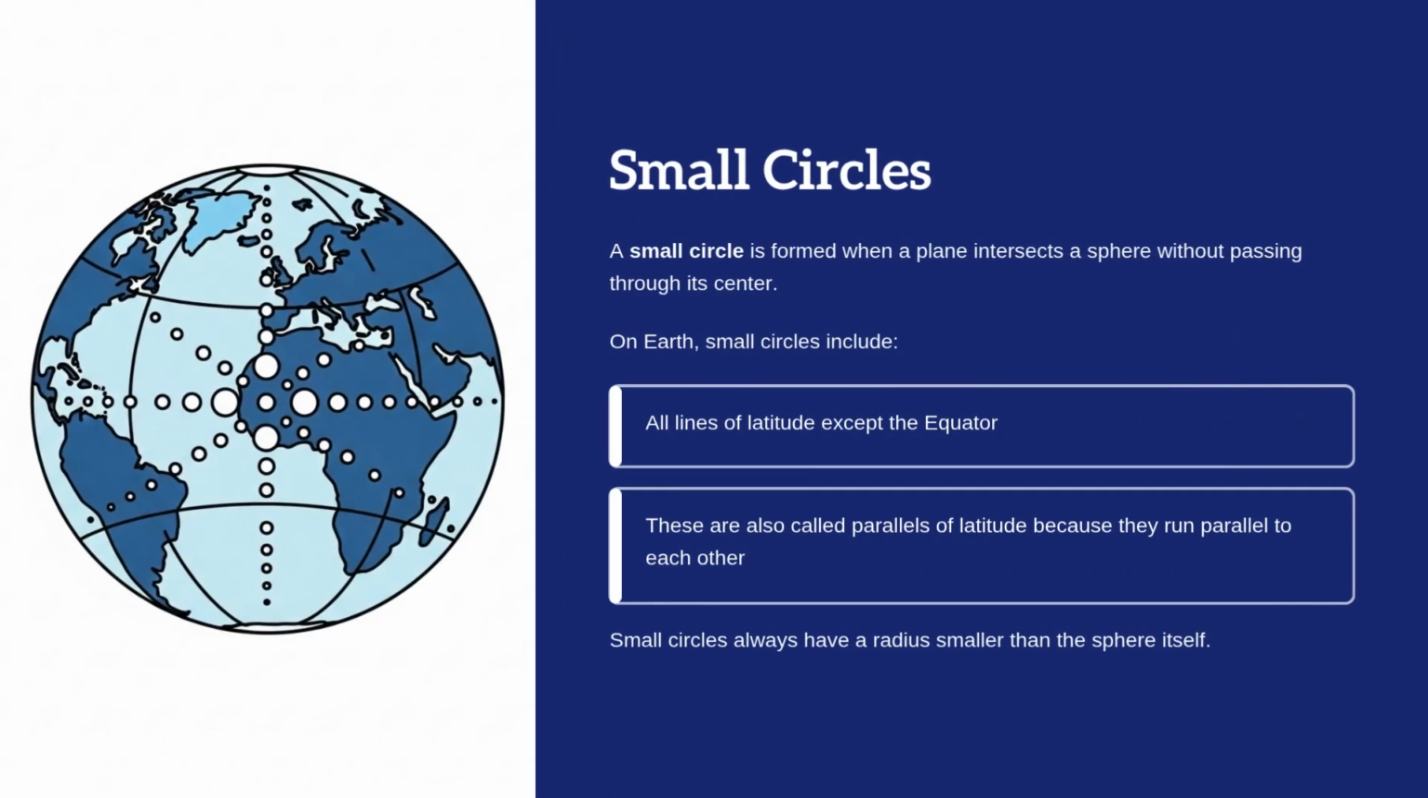Small circles. A small circle is formed when a plane intersects a sphere without passing through its center. On Earth, small circles include all lines of latitude except the equator. These are also called parallels of latitude because they run parallel to each other. Small circles always have a radius smaller than the sphere itself.